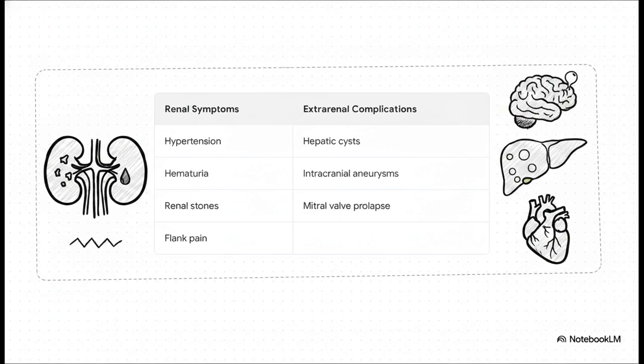On the renal side, you're looking at chronic flank pain, blood in the urine, and painful kidney stones. But then look at the extrarenal side. We have to be highly vigilant for hepatic cysts, extremely dangerous intracranial aneurysms, and cardiovascular issues like mitral valve prolapse. Managing ADPKD absolutely means managing the whole patient, not just their kidneys.